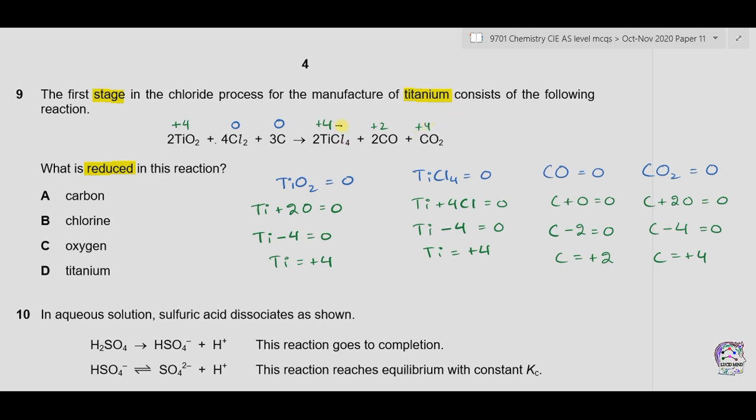The charge on 1 chlorine atom is -1. A is carbon. We can see that it has changed from 0 to +2 and 0 to +4, so it has oxidized. So this is incorrect. B is chlorine. For chlorine we can see that it has gone from 0 to -1, so it has reduced. This could be correct. C is oxygen. Oxygen is -2 on the reactant side and -2 on the product side, so no change has taken place. For titanium, the oxidation state is +4 on both sides, so there is no change. The correct option is therefore B.